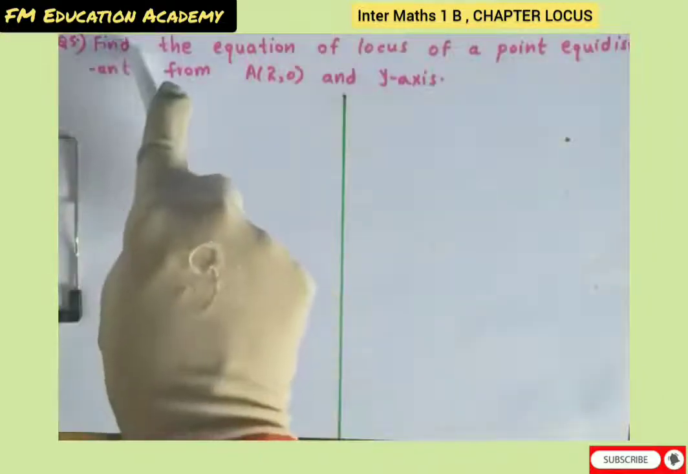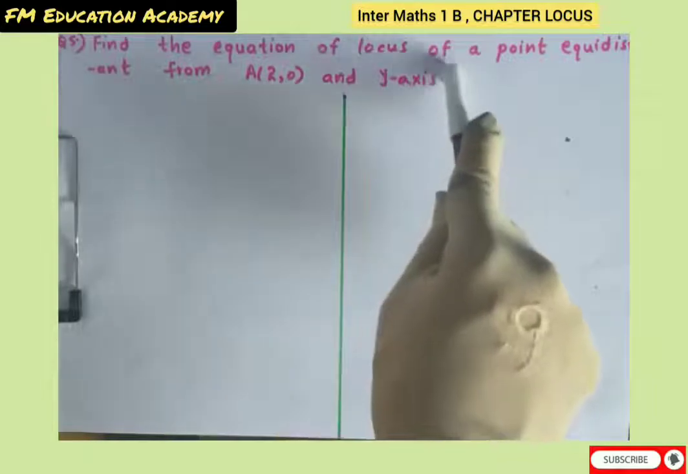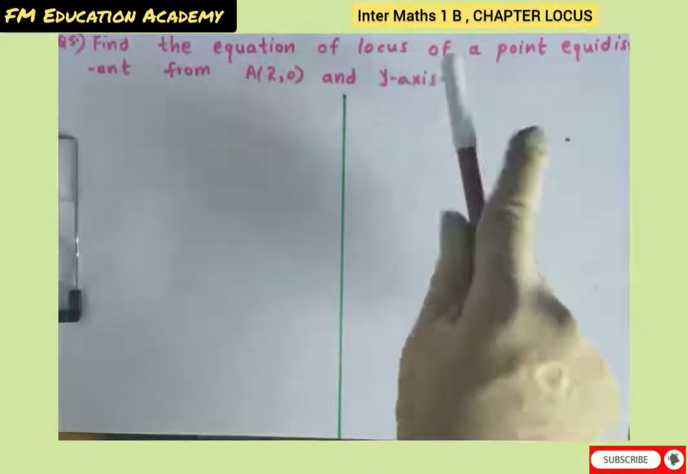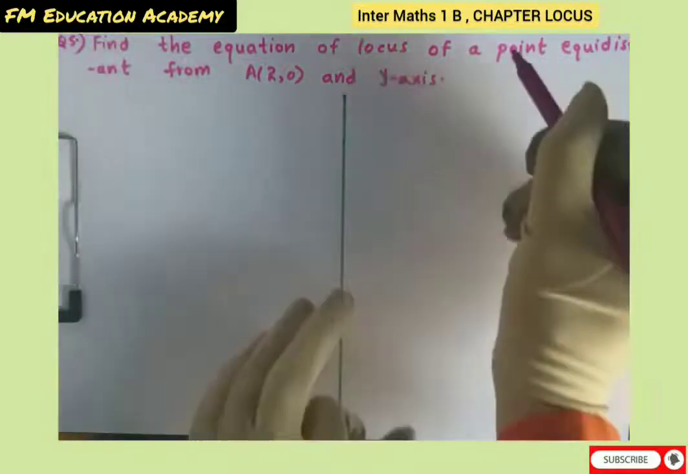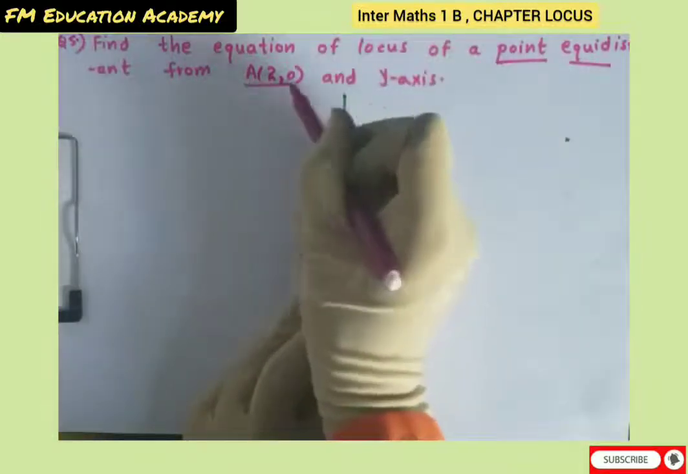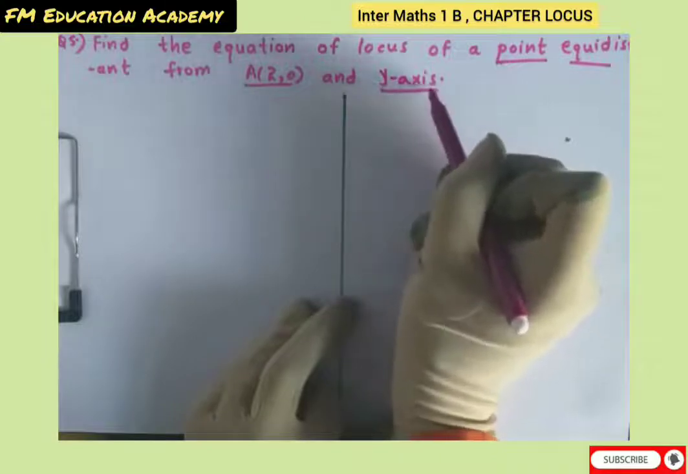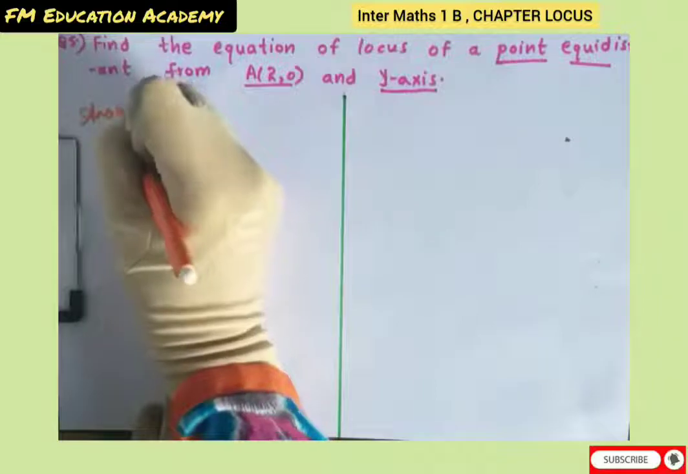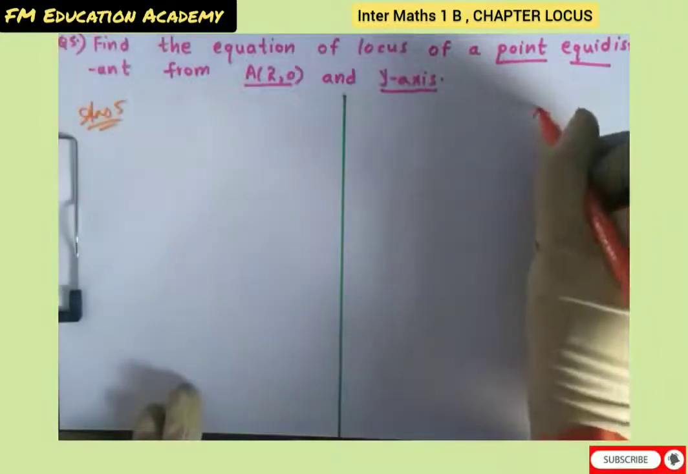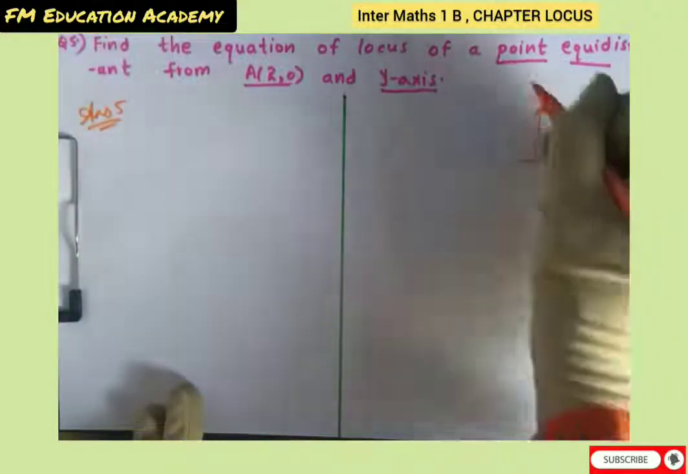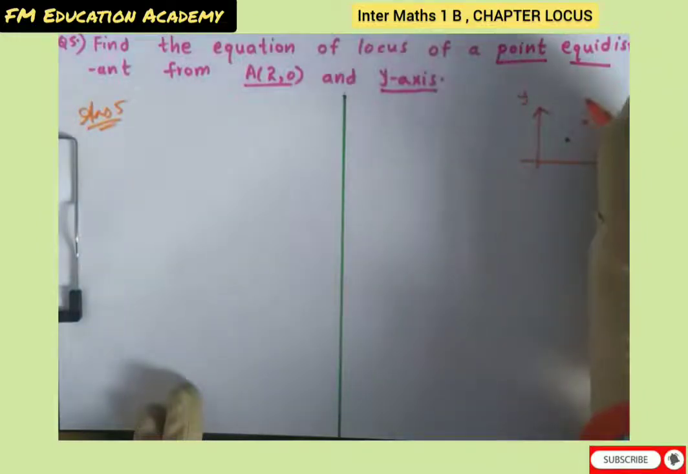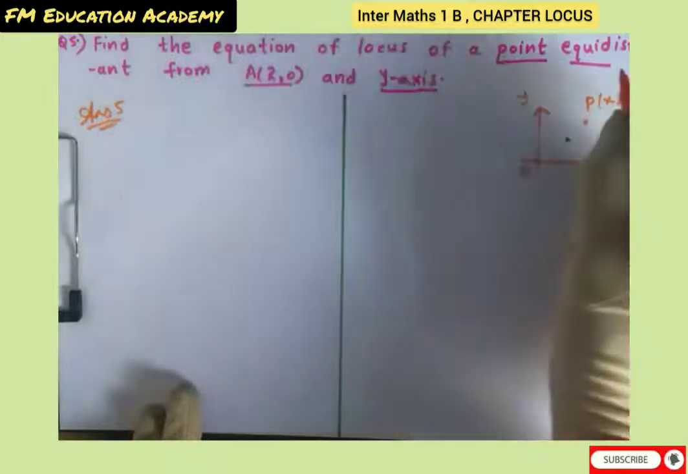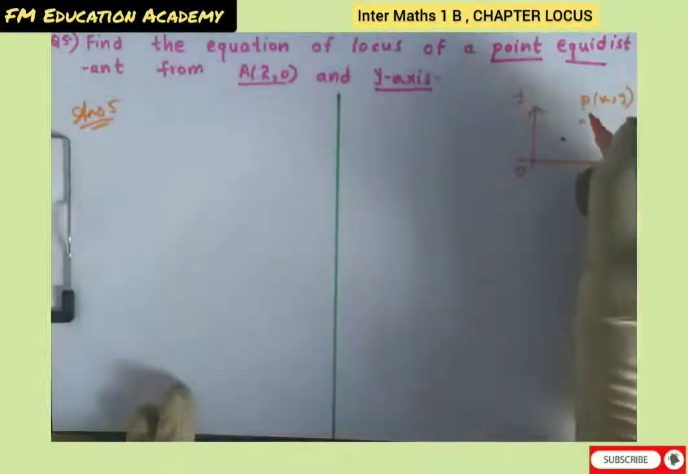Fifth question. Find the equation of the locus of a point equidistant from A(2, 0) and the y-axis. Now here also it is telling that the point is at an equal distance from A as well as from the y-axis. So let us draw the diagram and show you. Answer 5. We have our coordinate axes, x-axis and y-axis. It is telling that there is a point, let us suppose it is (x, y), and let us suppose this is our origin. So that point is at an equal distance from the y-axis.